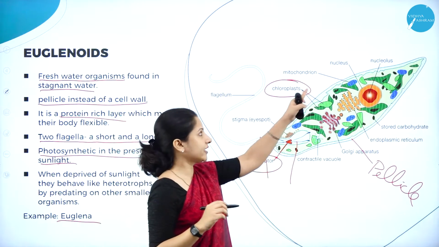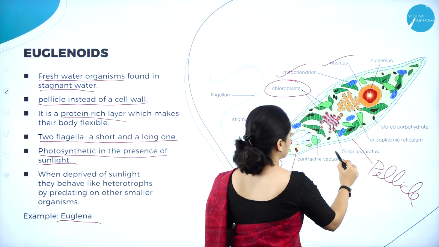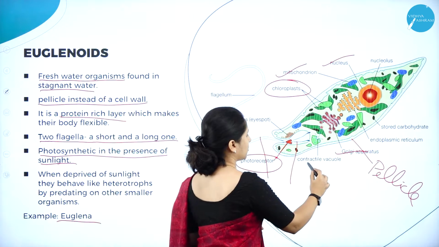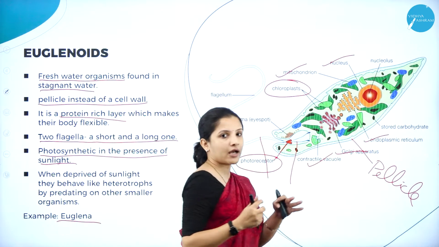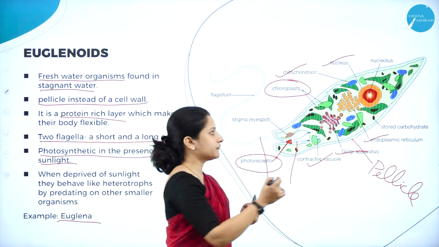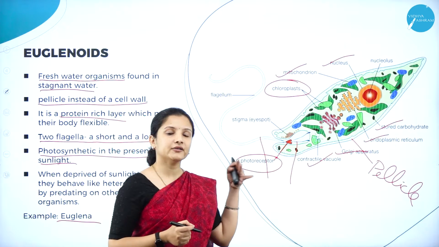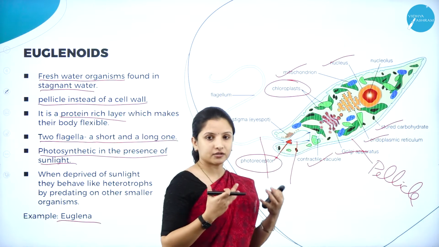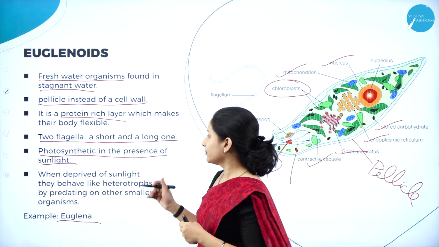various cell organelles such as the mitochondria, the nucleus, the Golgi apparatus, the contractile vacuole, and the endoplasmic reticulum. They also have carbohydrates as reserve food material. Whenever they require a source of energy, they can utilize the carbohydrates. So this is about euglena.